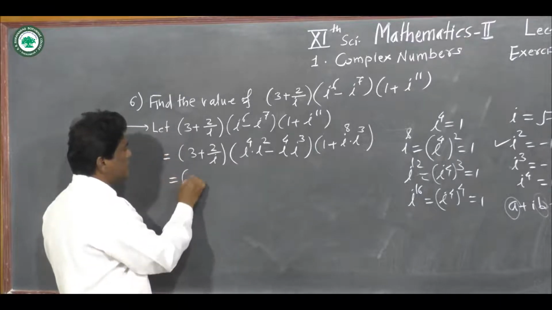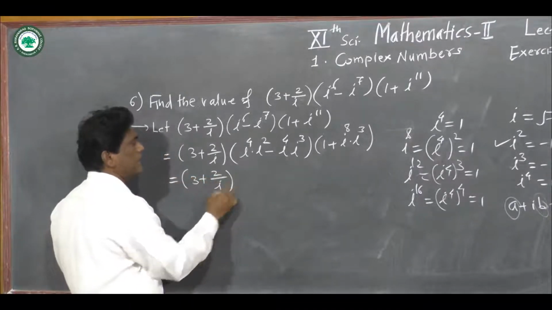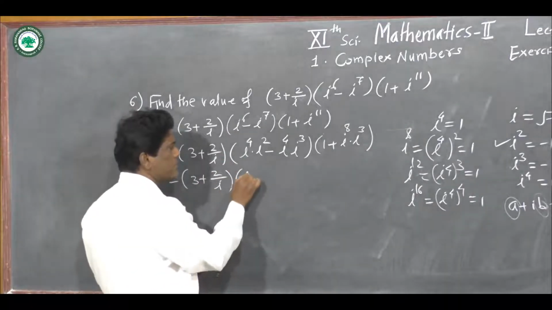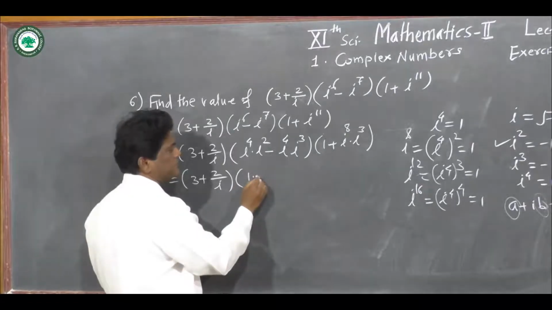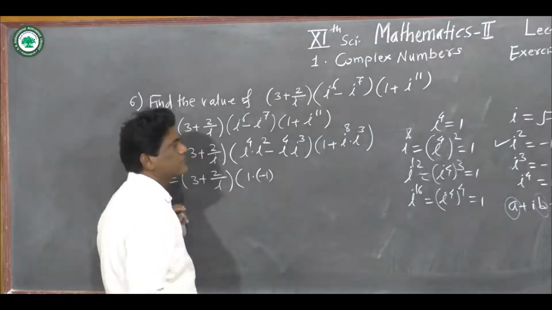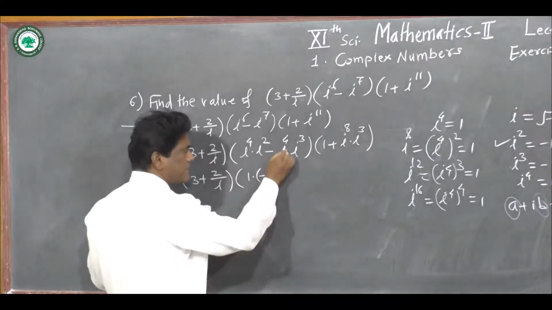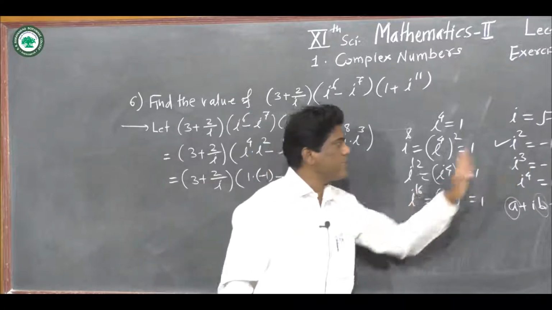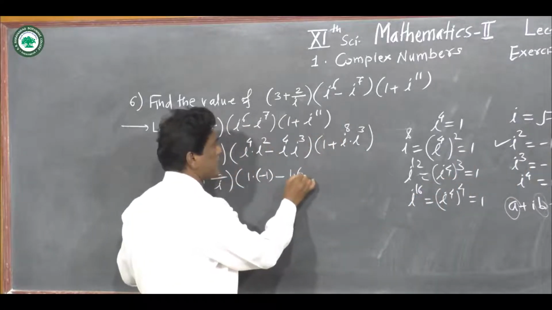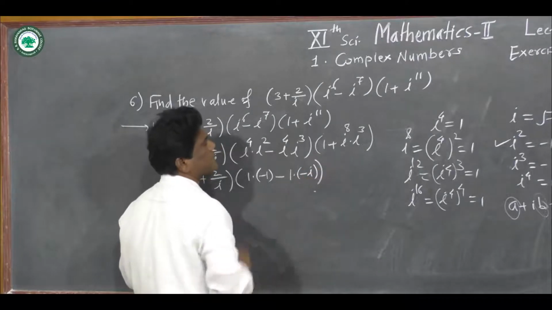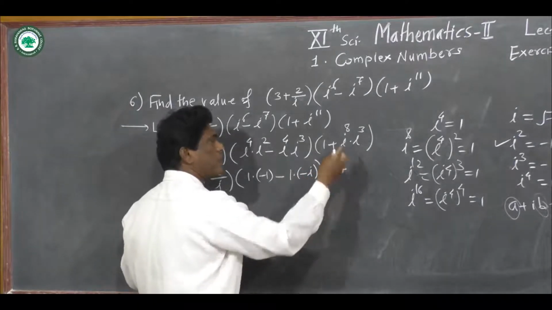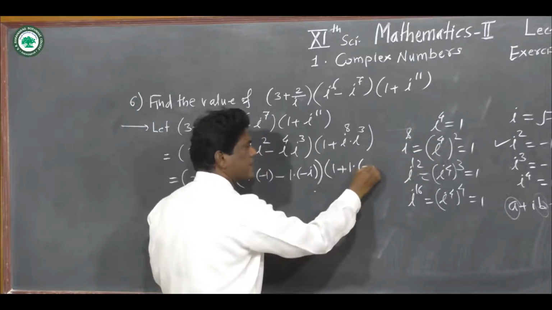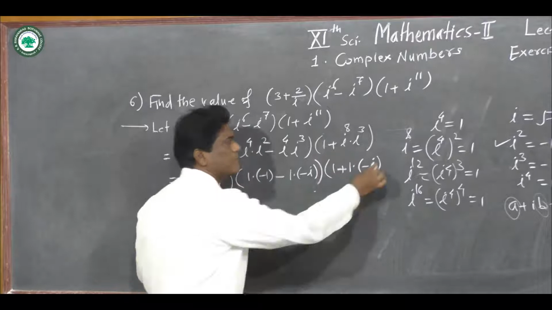So it is equal to 3 plus 2 upon i into i to the power 4, we know it is 1. i to the power 4 is 1, so 1 into i squared, and i squared is minus 1. Plus here, minus i to the power 4 is 1, i to the power 3 we know is minus i, so here it is minus i. Complete this bracket. 1 plus i to the power 8, it is 1. i to the power 3 is minus i. Complete this bracket.